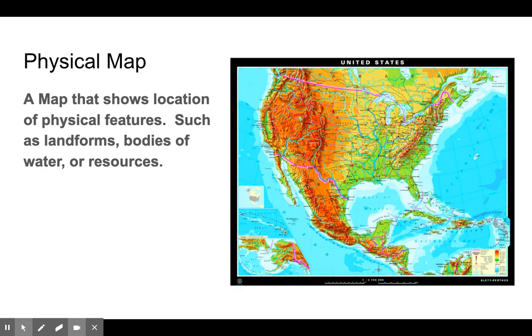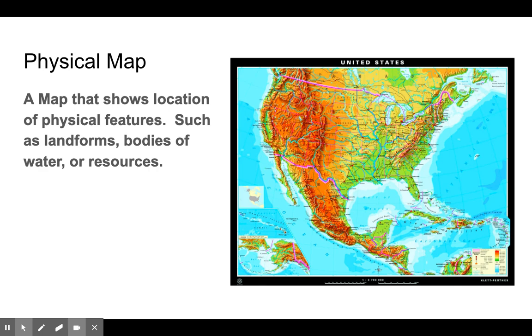So if you see a map and it's showing different landforms or different features, let's say you're looking at a map on the internet of all the lakes in Alabama. Well, that would be a physical map because it's showing a physical feature, which is the bodies of water.